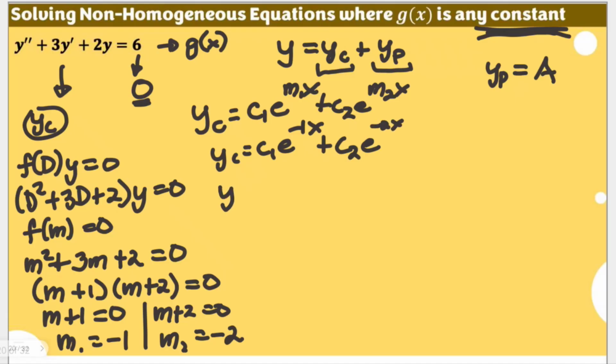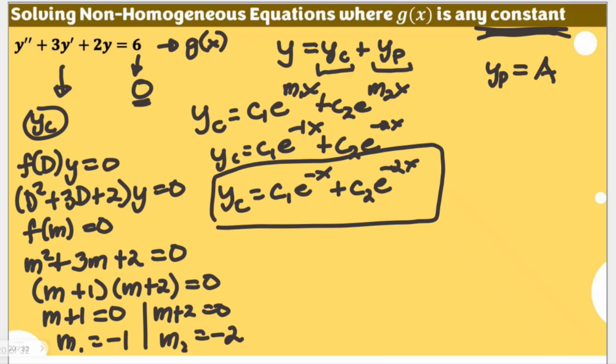Or you can simplify this further, so your y sub c is c sub 1 e to the power of negative x plus c sub 2 e to the power of negative 2x. This is your y sub c. This is just the first part of your solution as we still need y sub p. Now looking at our table earlier, we have y sub p equal to A. It's not all the time A. It depends on what your g of x is. But since our g of x is constant, we'll have that. If it's not constant, let's say linear or quadratic, we'll have different forms as well.